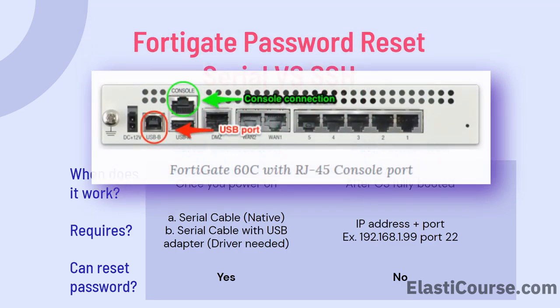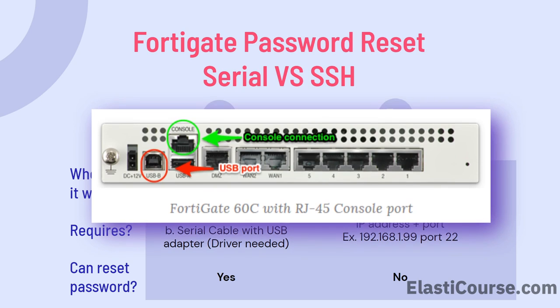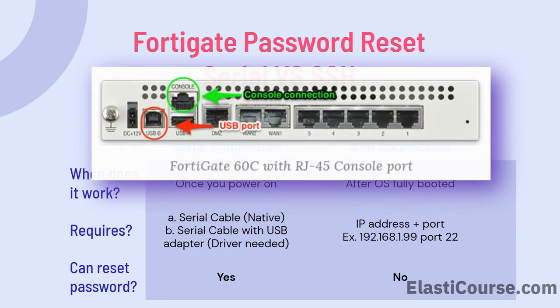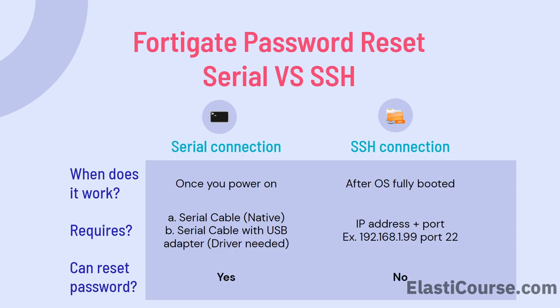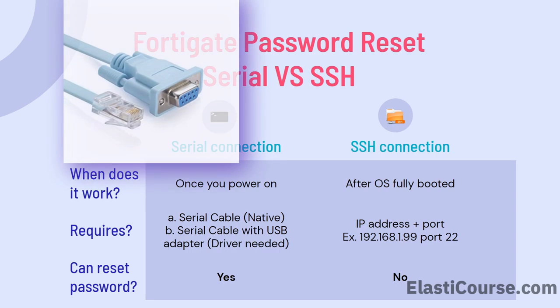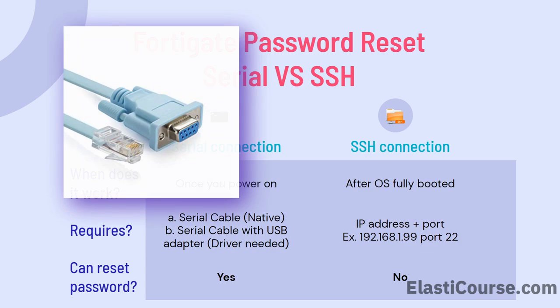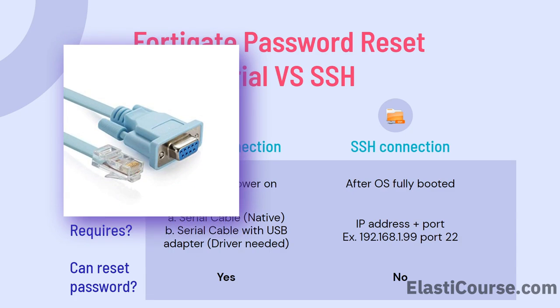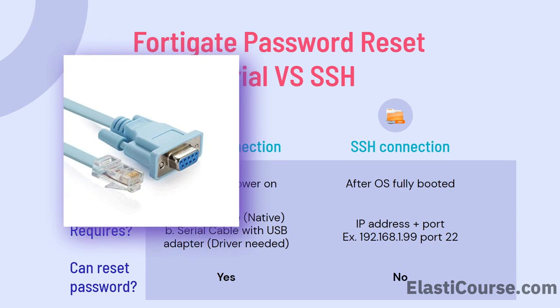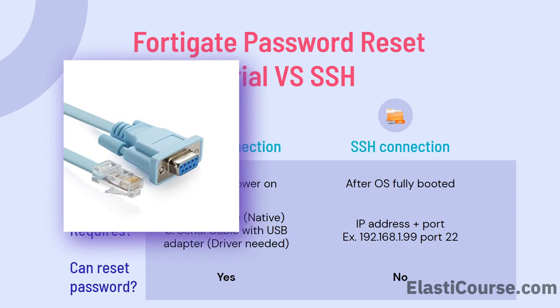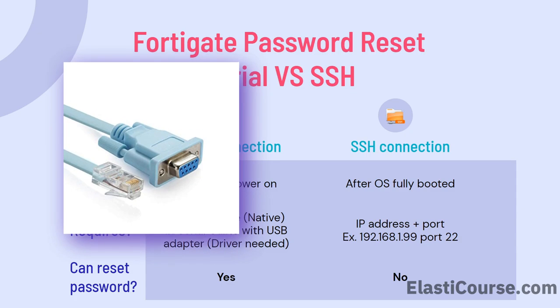Now the serial connection will look like a normal Ethernet port in your firewall, but it's not just a normal port. You use a special cable with this that comes with most FortiGate firewalls. It's called a serial cable. So on one end it's RJ45, just a normal Ethernet cable, but on the other end it's this legacy serial cable that most of our computers today in 2020 do not have this port available.